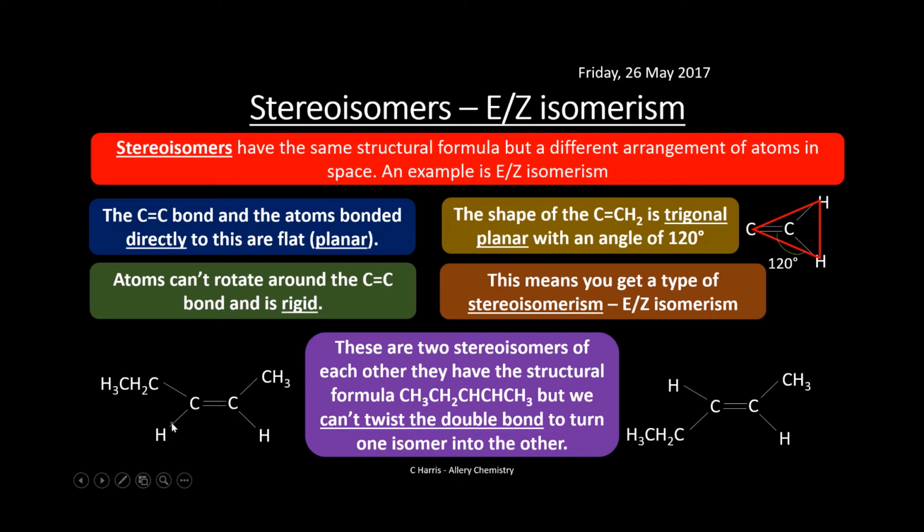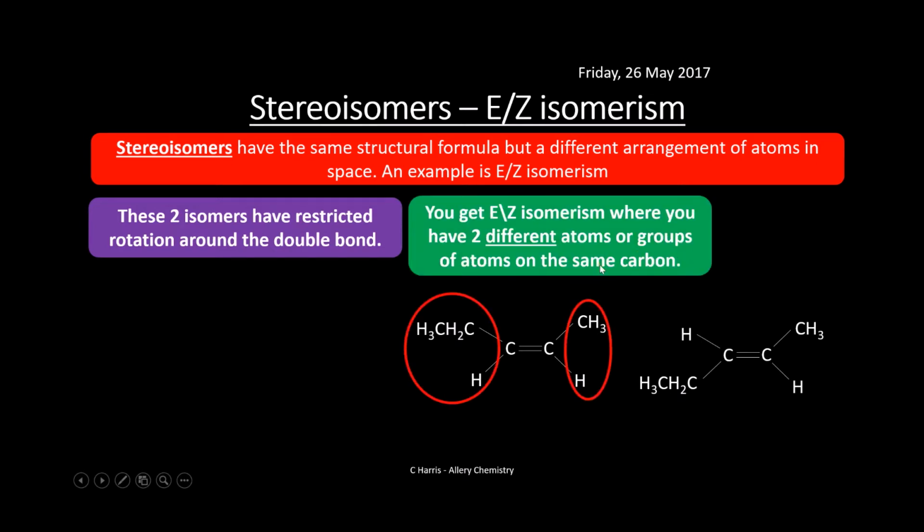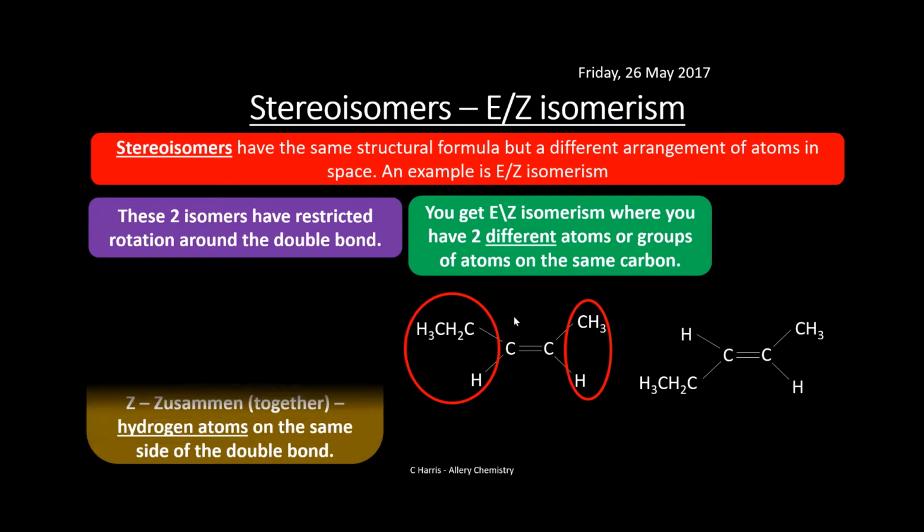You can see here that we've got two hydrogens on the same side of the double bond, and two hydrogens on opposite sides. So these are stereoisomers of each other, and it's always around this C=C double bond, mainly because it can't rotate. We've got two isomers which have restricted rotation around that double bond. We get EZ isomerism where we have two different atoms or groups of atoms on the same carbon. You can see here, there's the carbon, and we do have two different groups on the same carbon. If we had two groups which are the same, we wouldn't have any EZ isomerism.